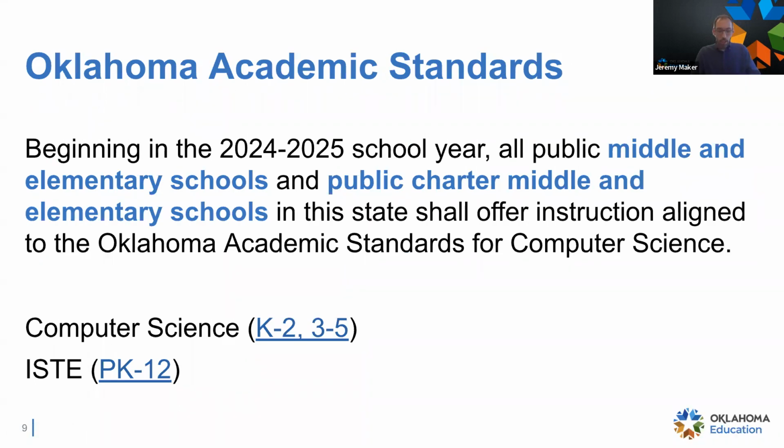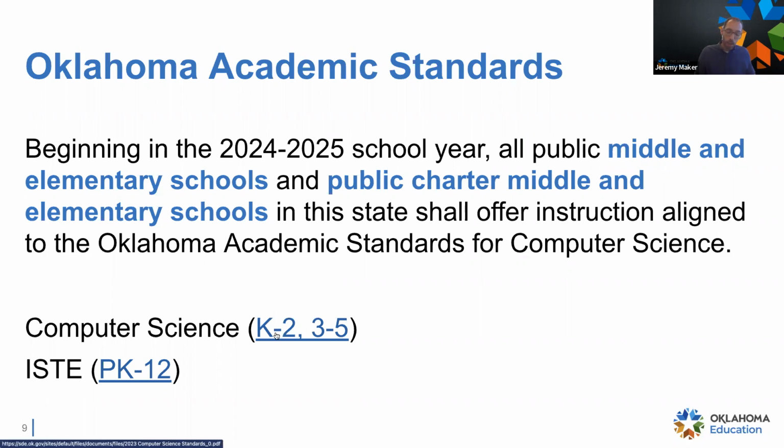So a lot of people did not realize, or even still do not realize, that computer science has their own set of standards. The Oklahoma Academic Standards for Computer Science began to be developed back in 2017, so it's been several years. They were officially adopted in the spring of 2018, and then in the summer of 2022, a committee actually began the process of revising those standards. And today we have the 2023 Oklahoma Academic Standards for Computer Science.